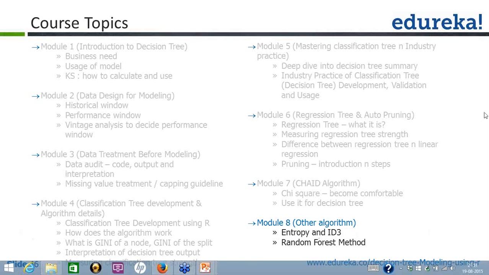Looks like some folks have asked questions, so let me take some questions. Somebody has asked, can you please share something about gain or lift for decision tree? That is calculated using KS, and we will show you. In the coursework, we will develop decision tree and then we'll put this data in Excel and calculate how much lift we are getting.